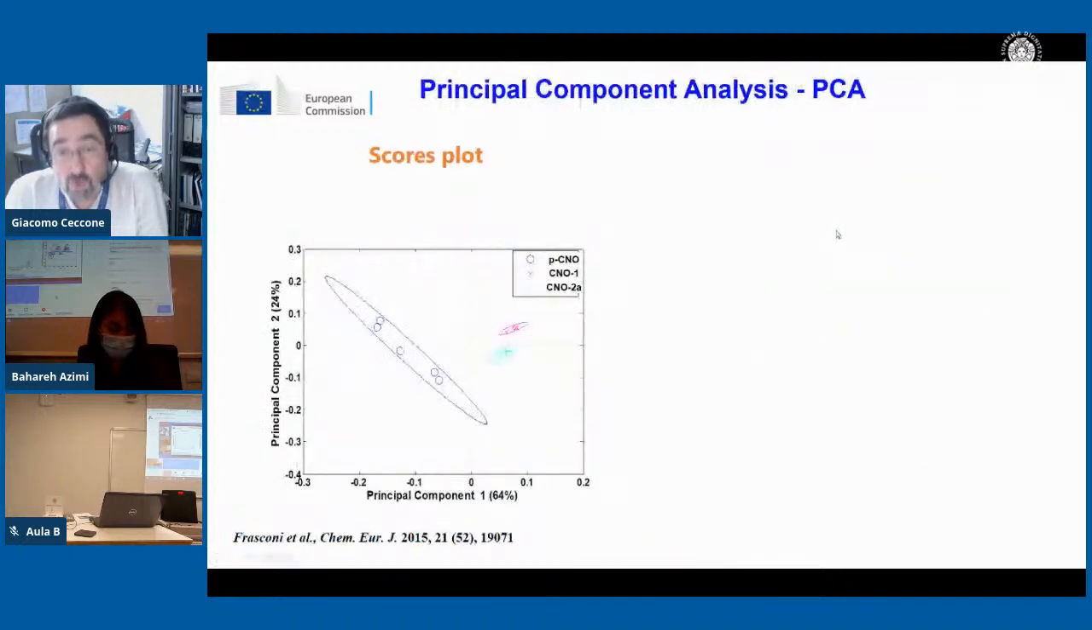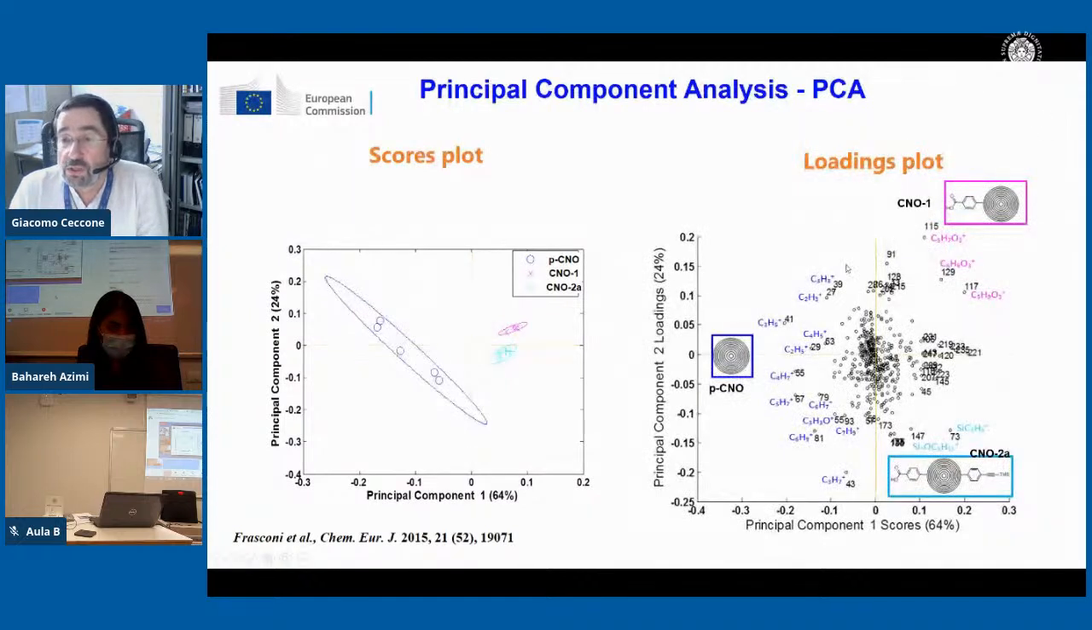But this is even clearer when we plot principal component 1 versus principal component 2, and we look at the loading plots. We see that the pristine carbon nano-onions are related to the CxHy type of ions, the other one is related to the carbon-oxygen bond, and the third one contains silicon and silicon oxide fragments.